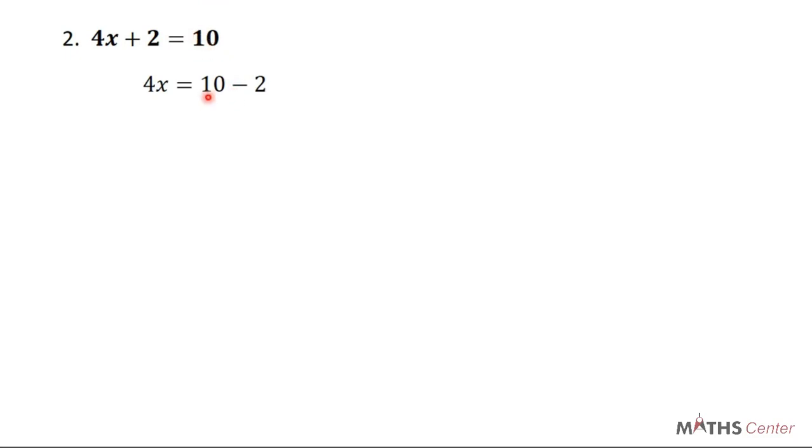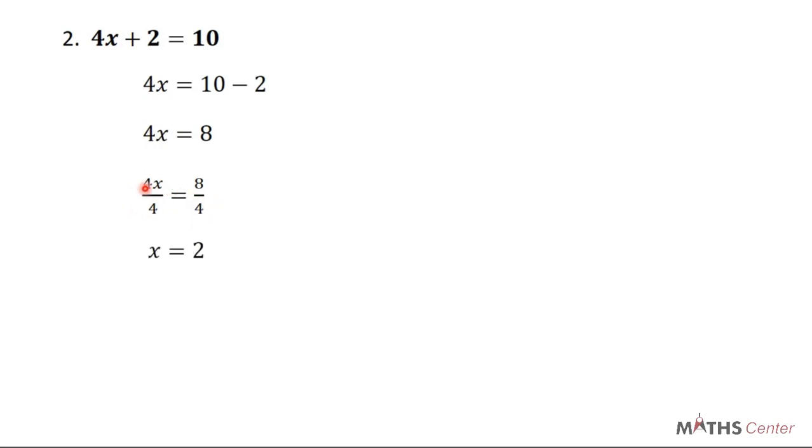10 is already here, so I will keep 10. 2 is positive. When it crosses, it becomes negative, so it becomes minus 2. Now this is going to give us 4x is equal to 10 minus 2 is 8. Now you see, this is the same as the first example that we had. We divide 4x here by 4 so that we can get rid of 4. Then we divide 8 also by 4, because what you do to the left hand side, you do the same thing to the right hand side.